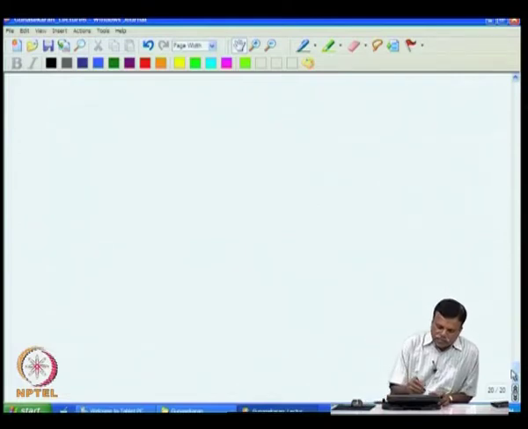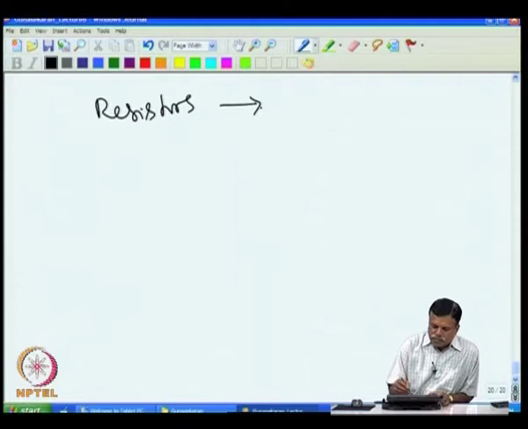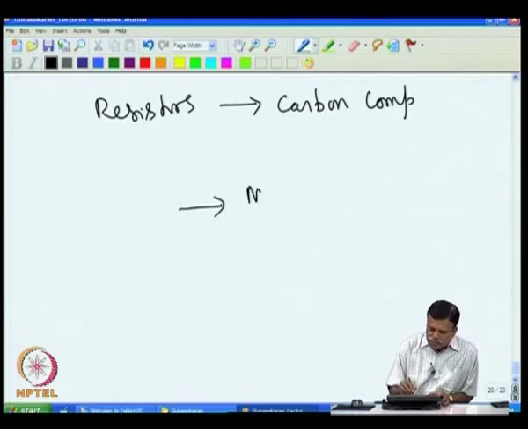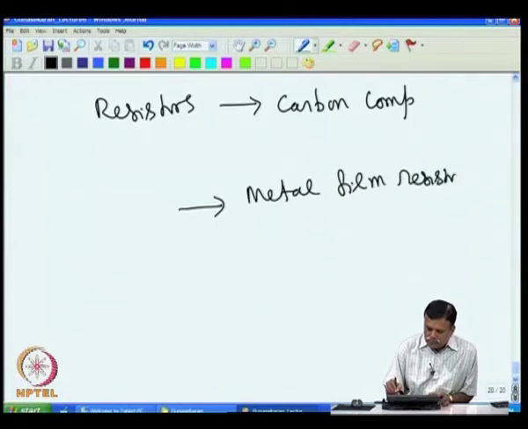For example, if we take resistors, you get in the market mainly three different types of resistors. One is carbon composition, then you have the second type coming as metal film resistors, and then the third type coming as wire wound resistors.